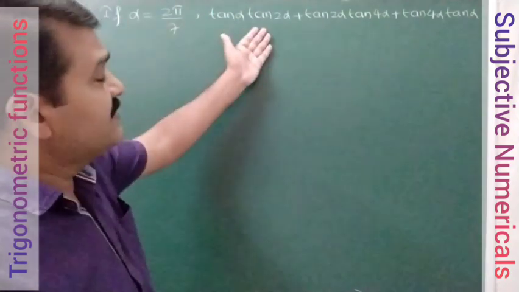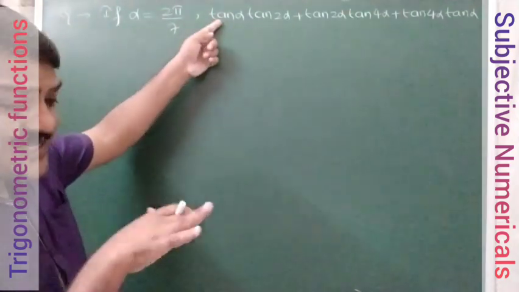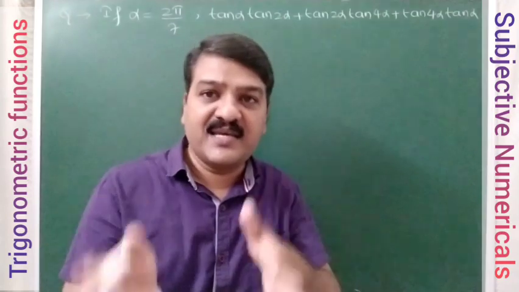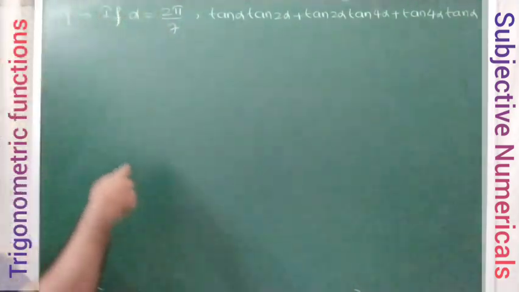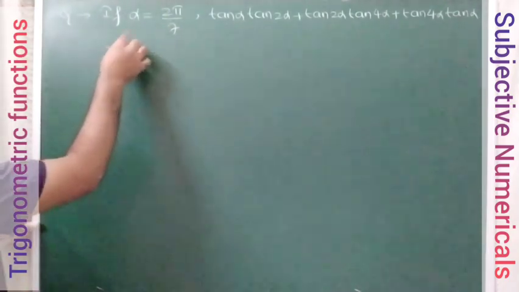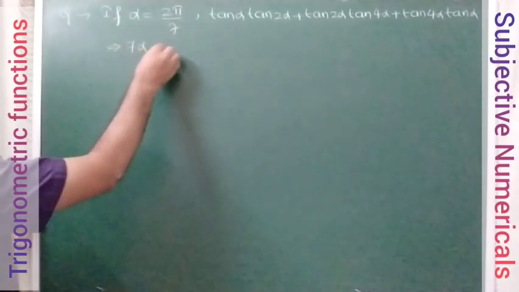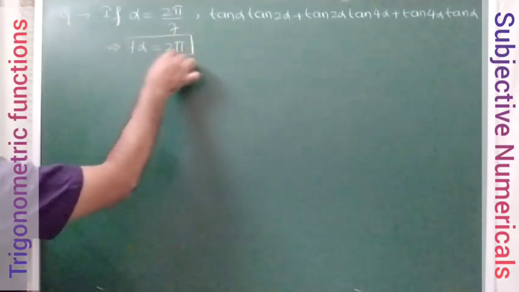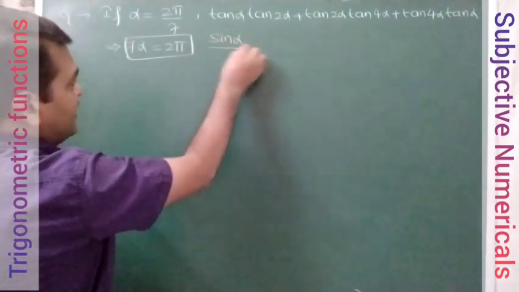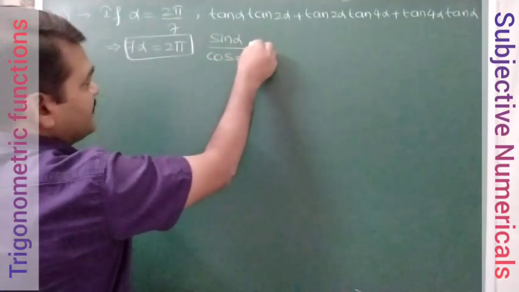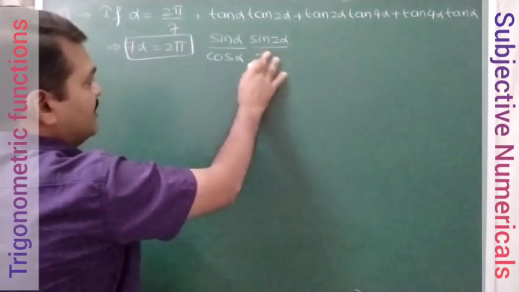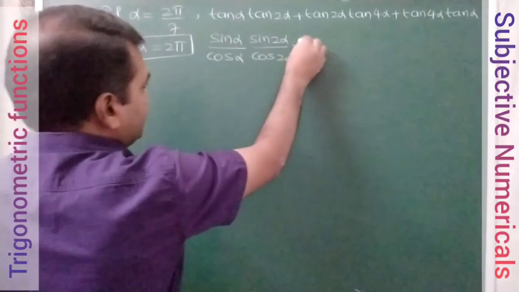So basically, first let me write the tan function as sine by cos model. So all the tan functions here, let me write as sine by cos model. Okay. So alpha is equal to 2 pi by 7 is the angle given. That means when you cross multiply, 7 alpha is equal to 2 pi. This is the relation. Okay. So coming to this one, I will write every tan function in terms of sine by cos like this. So all tan functions to be represented like this.